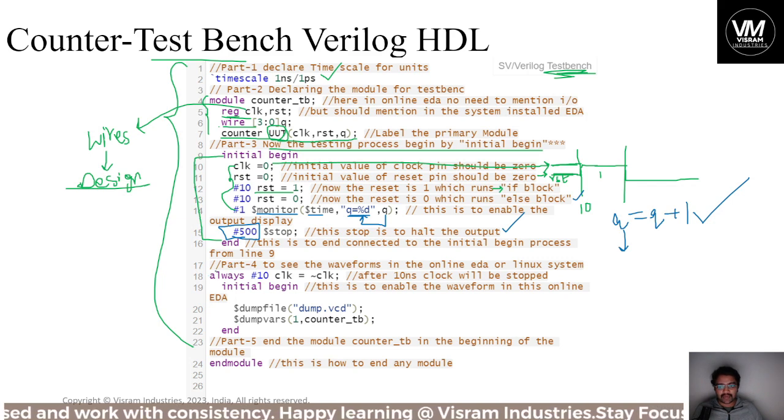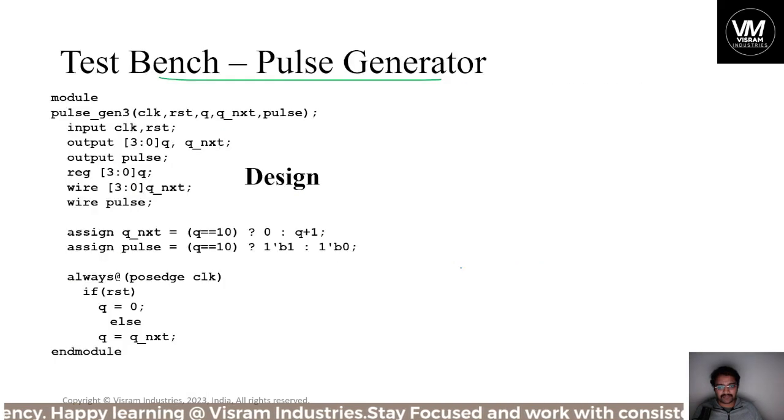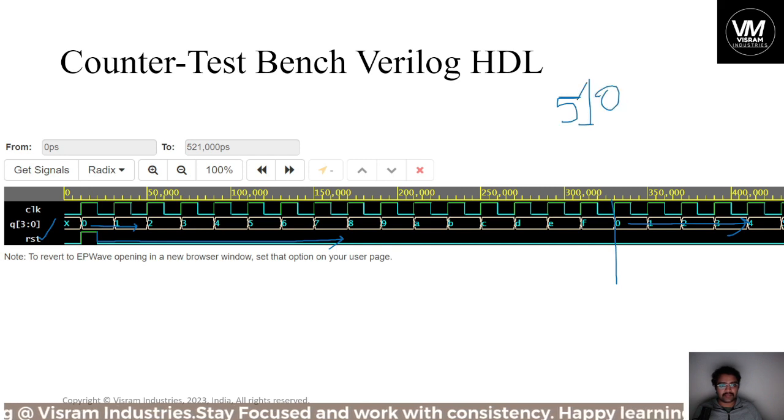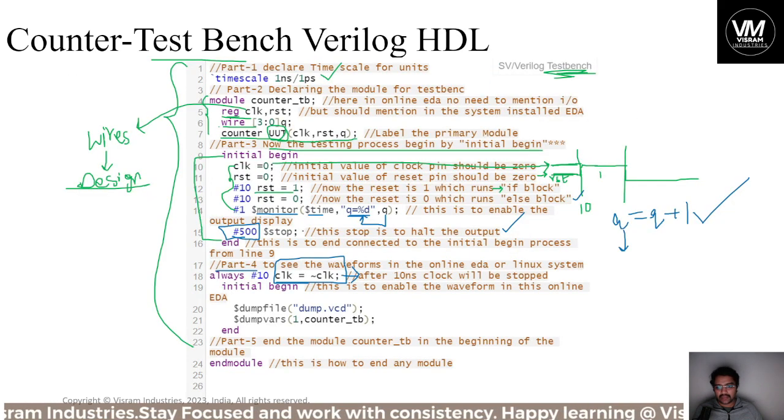And part 4 is to see the waveforms. This generates the clock. After 10 nanoseconds, the clock will be stopped, like whatever clock you see. After 500 nanoseconds, this process should be stopped. Like this, the initial block will end here after 500 nanoseconds. But the clock, you need to stop at 5/10 nanoseconds.